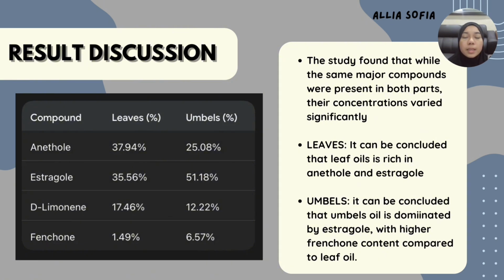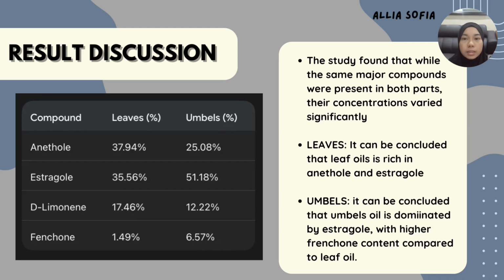The GC-MS analysis identified several bioactive chemical compounds within the essential oil of fennel plants. The study compared the chemical profile of oil extracted from the leaf versus those from the umbels, revealing significant differences in their primary constituents. The study found that while the same major compounds were present in both parts, their concentration varied significantly: first anethole, second estragole, third D-limonene, and fourth fenchone.